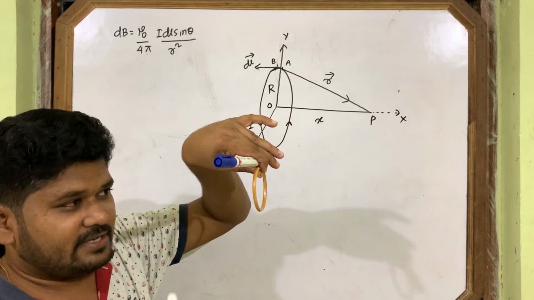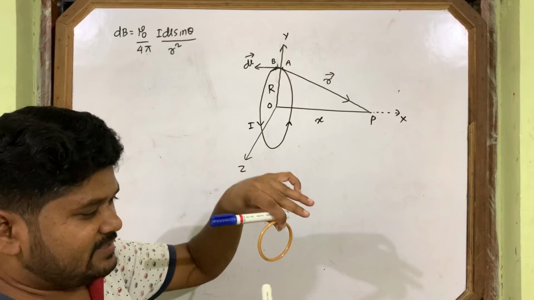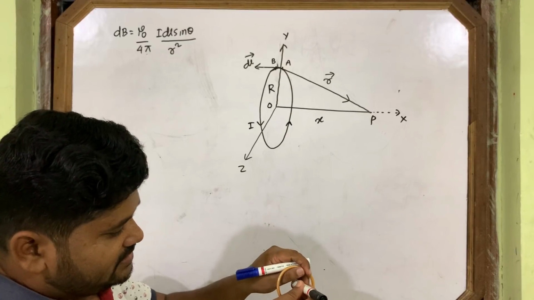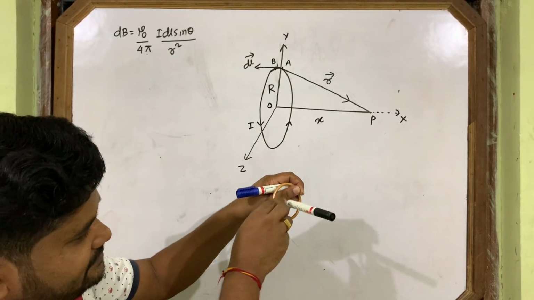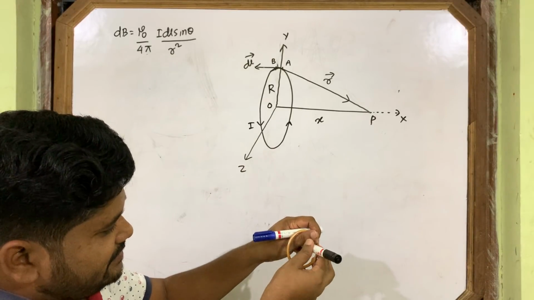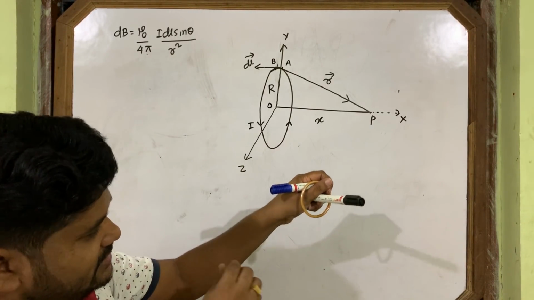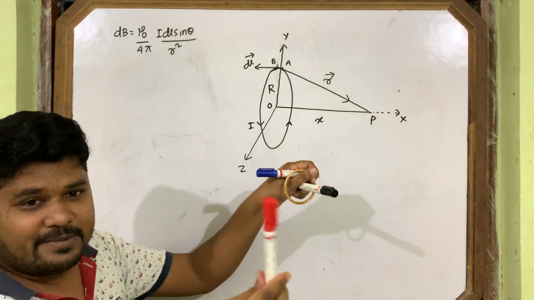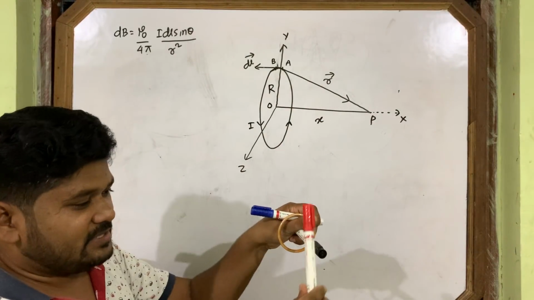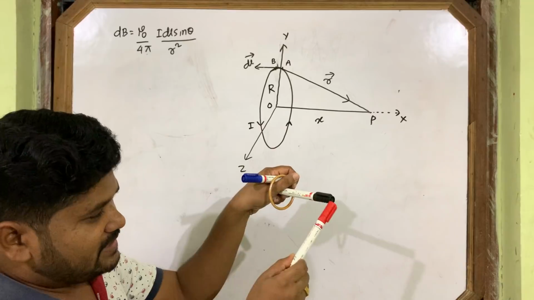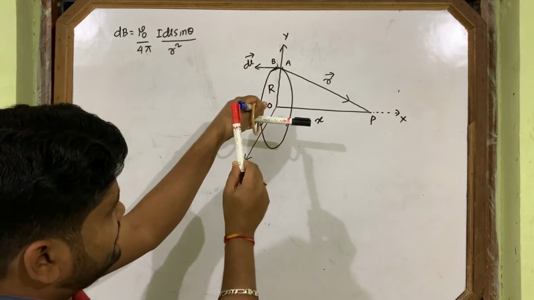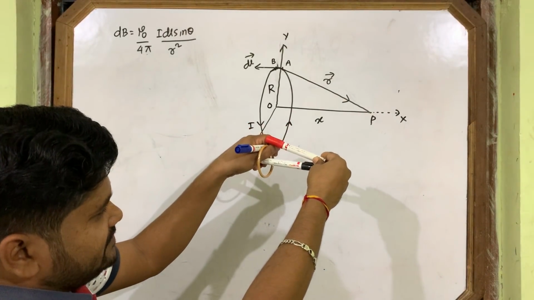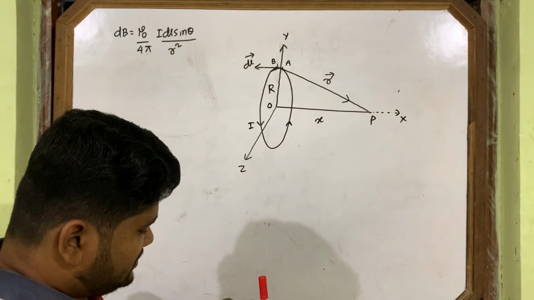Understand? Okay. Can you mark? This is the small element, and this is your axis. Okay, this is the small element. This is the axis here, and this red marker now plays the role of a position vector. The black marker tip is the point P. This is the coil, and this plays the role of the position vector.